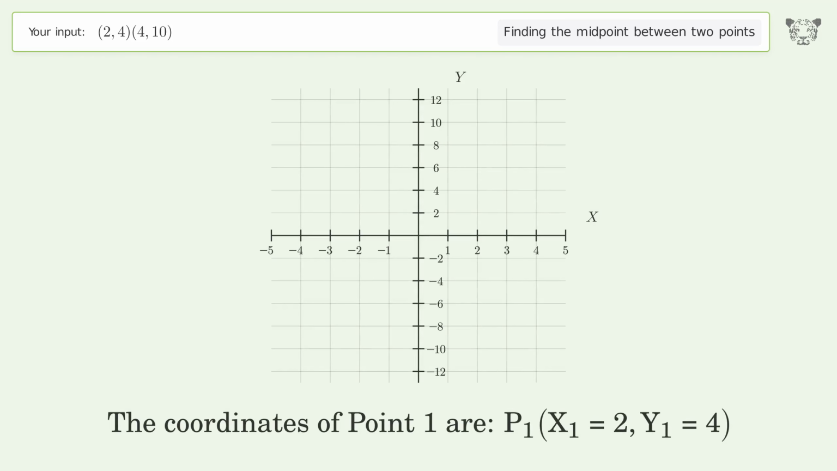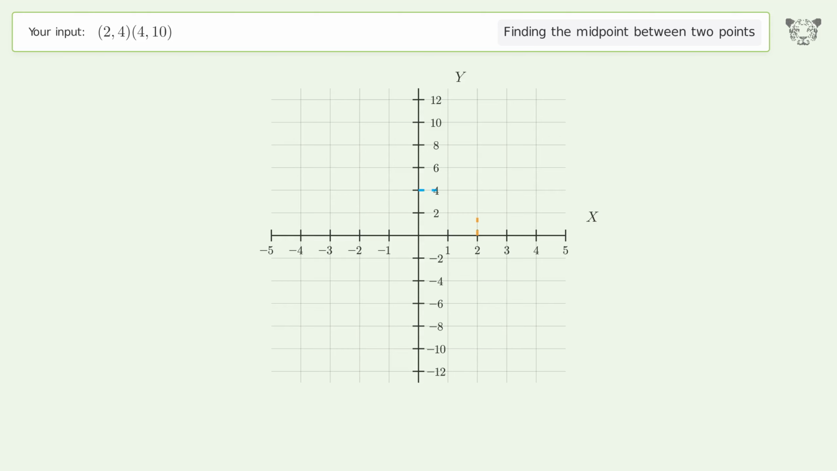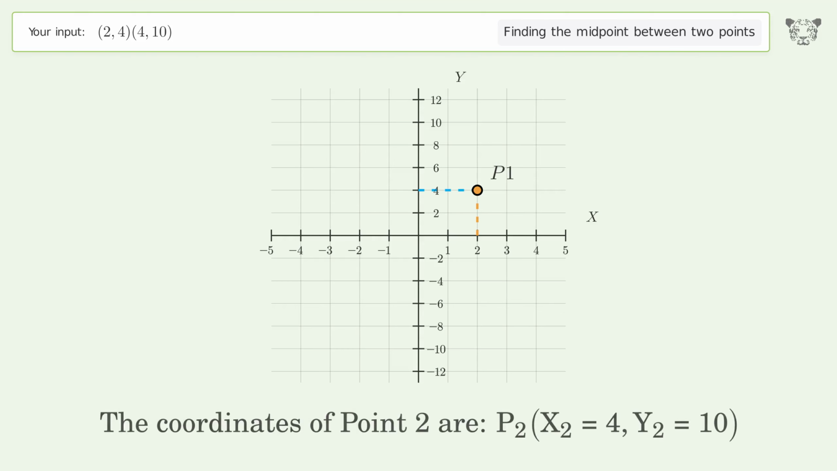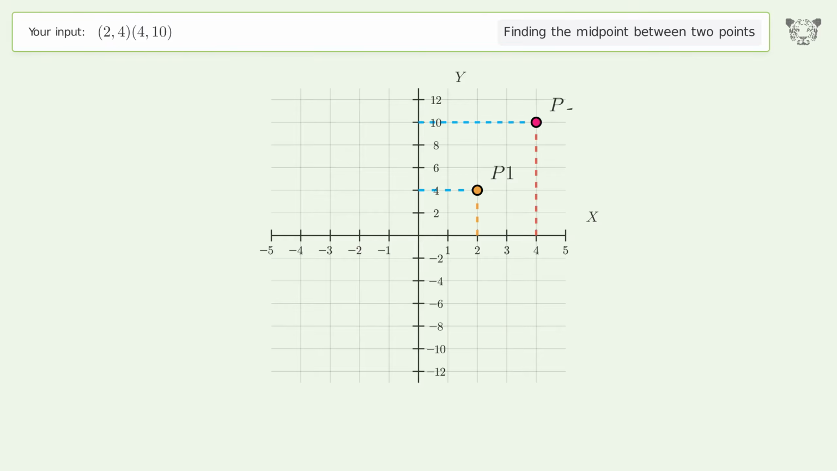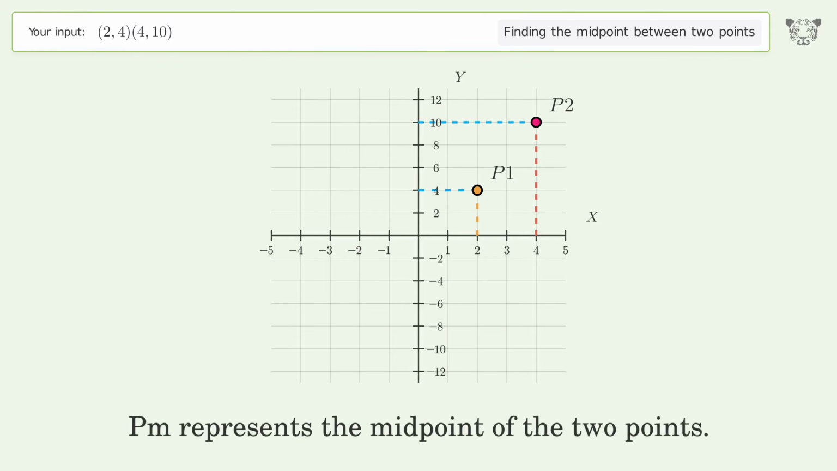The coordinates of point 1 are x1 equals 2, y1 equals 4. The coordinates of point 2 are x2 equals 4, y2 equals 10. PM represents the midpoint of the 2 points.